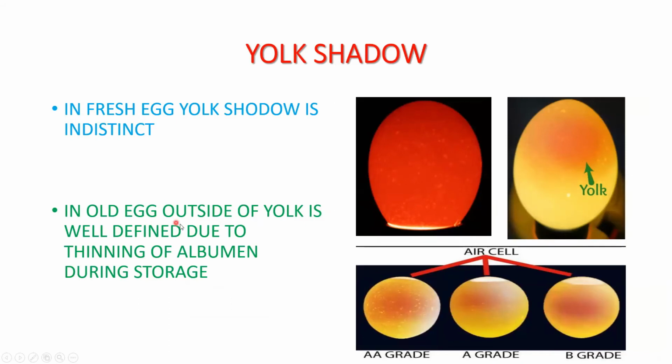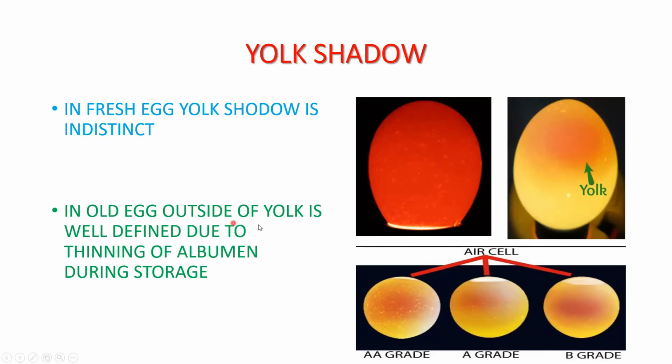In an old egg, the outside of the yolk is well defined. So this is a fresh egg. Okay, this is a very fresh egg. After some days, we find a little change. You can see the yolk is becoming more prominent. Here you can see the yolk is very prominent. Why? It is because of the thinning of the albumin. So this comes under the B grade eggs.